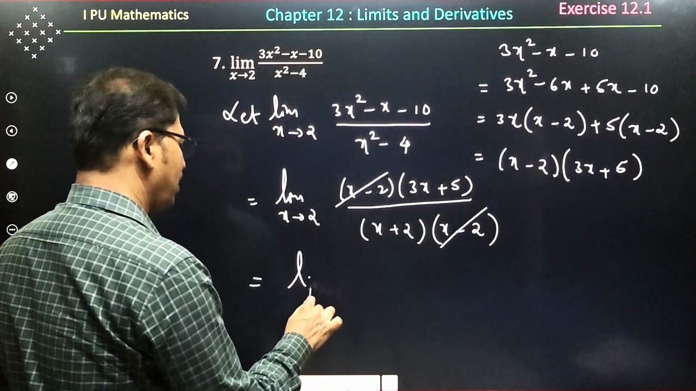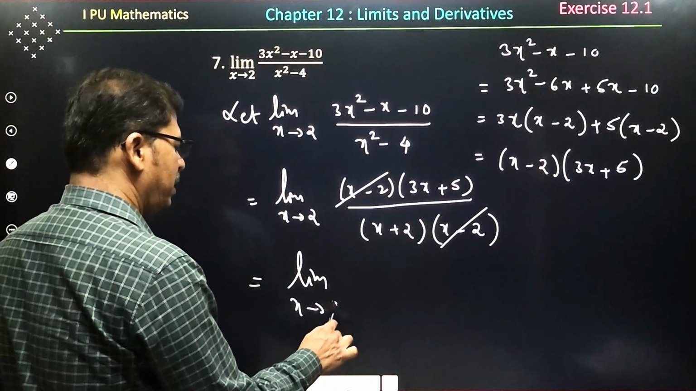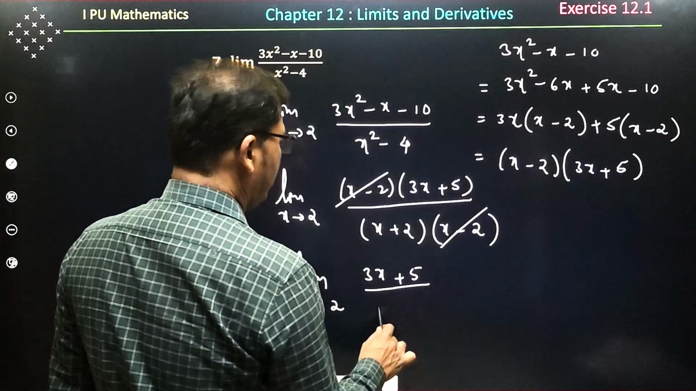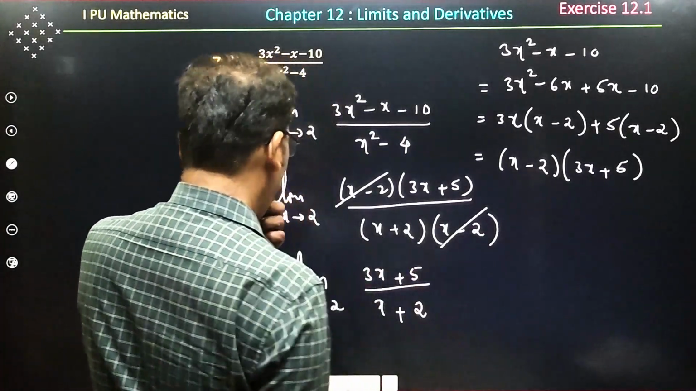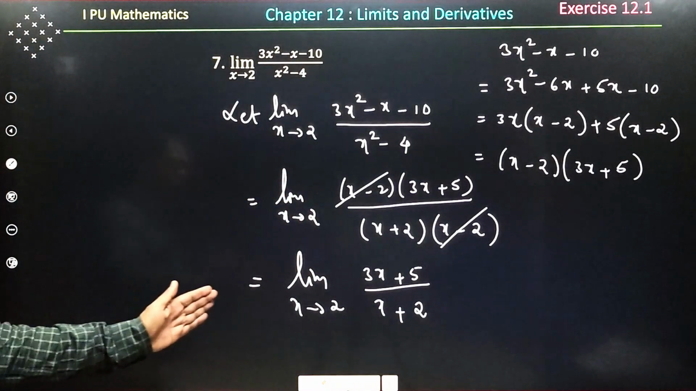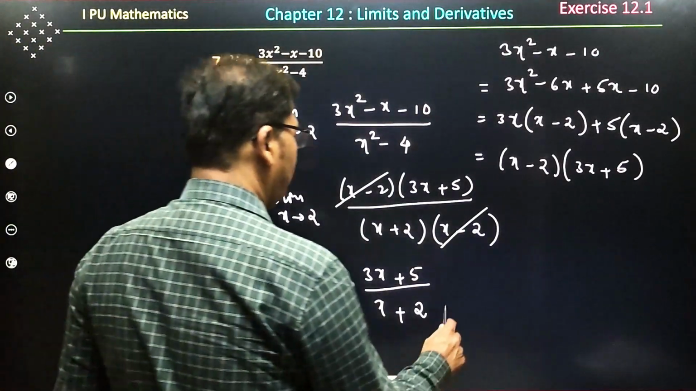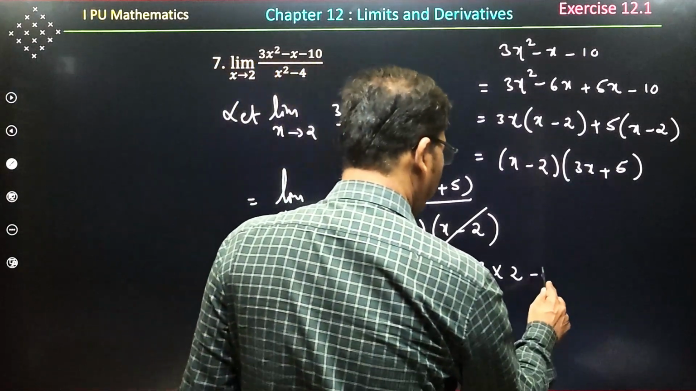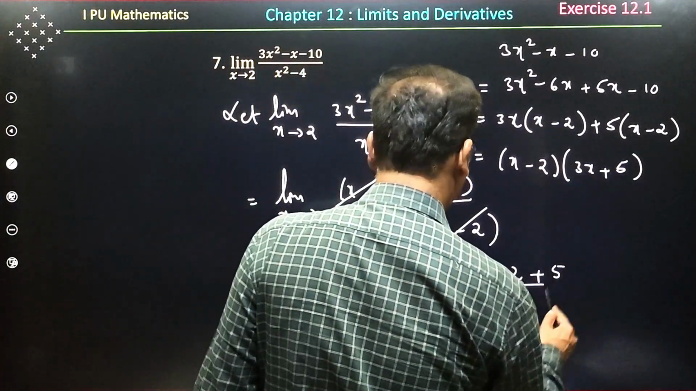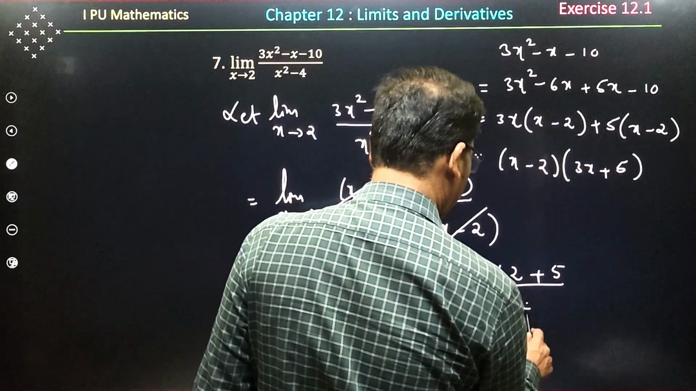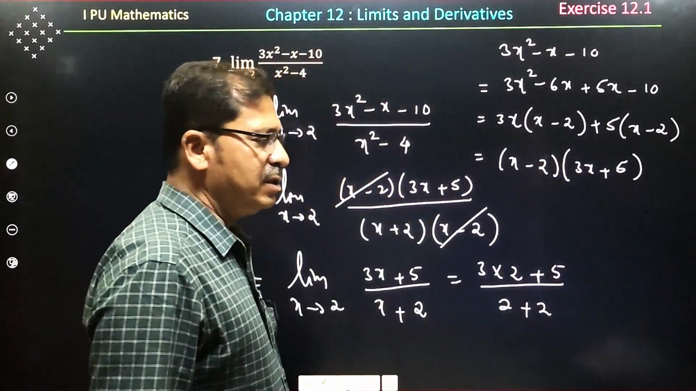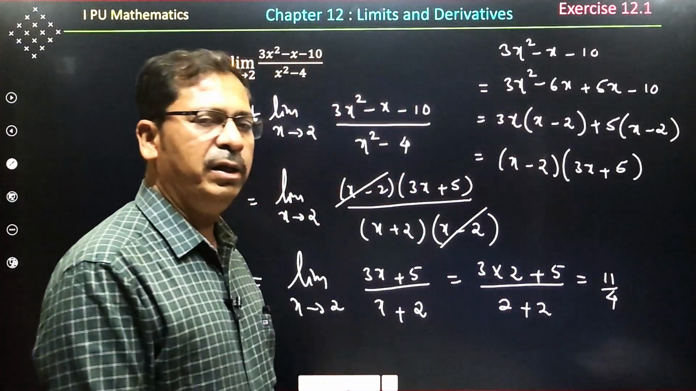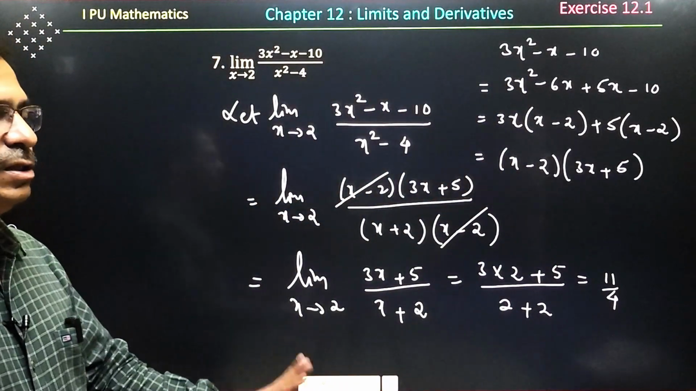So what remains? Limit x tends to 2, 3x plus 5 divided by x plus 2. Now you substitute directly x equal to 2. Direct evaluation: 3 into 2 plus 5 divided by 2 plus 2. 3 into 2 is 6, 6 and 5 is 11. 11 divided by 4. So this is the answer for this question.